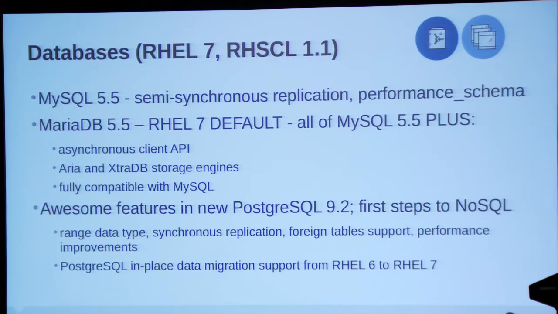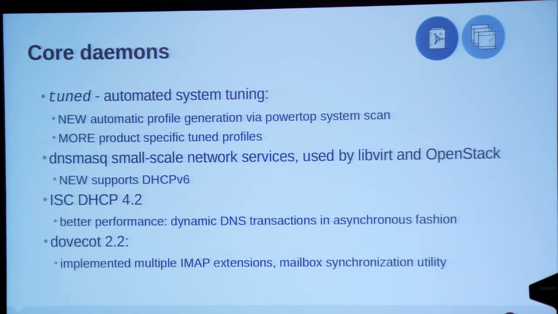Another database very popular among users is Postgres. It comes with version 9.2, and it makes its first steps toward a NoSQL type of database. From the features, I would like to highlight the synchronous replication. And there is a migration script which can convert your databases and setups from the older version to 9.2. So it makes the migration even easier. And of course, there are performance improvements.